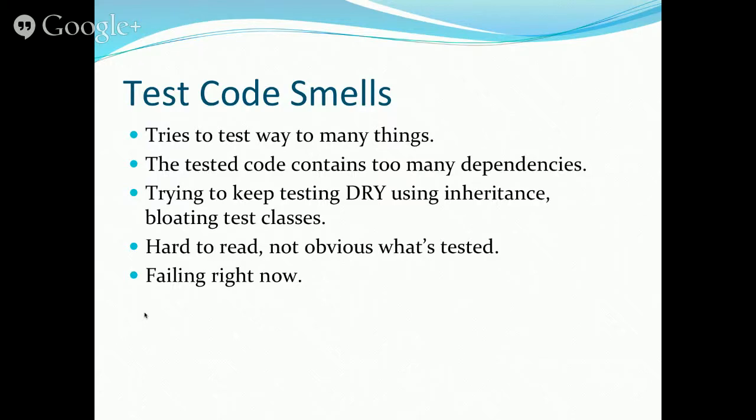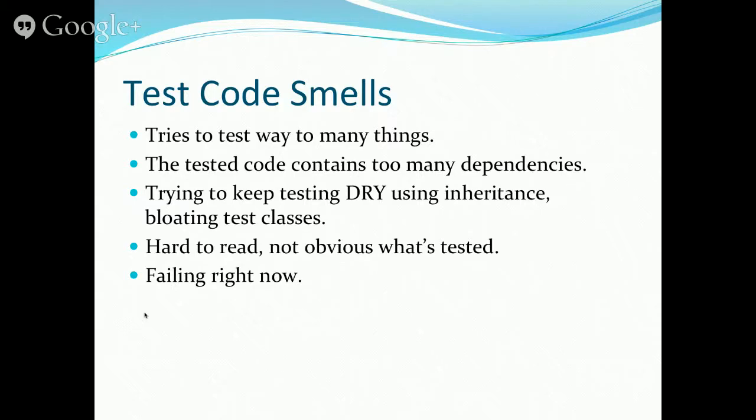So here are some code smells. Some of these don't seem intuitive, but I think once we go through them, they'll start to make a lot more sense. The test tries to test too many things. It seems natural: oh, I'm already in there, I'll just add this other thing. You've seen those tests, right? I'll show you one later. It contains too many dependencies, and we'll get into some of the reasons why that's a bad thing.